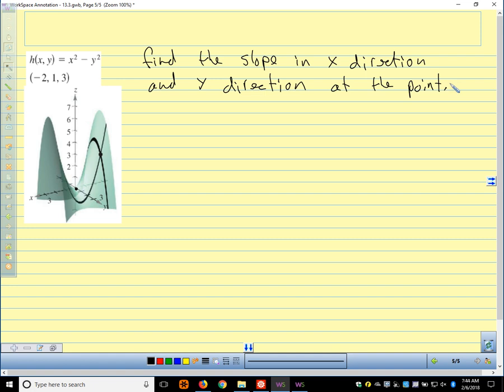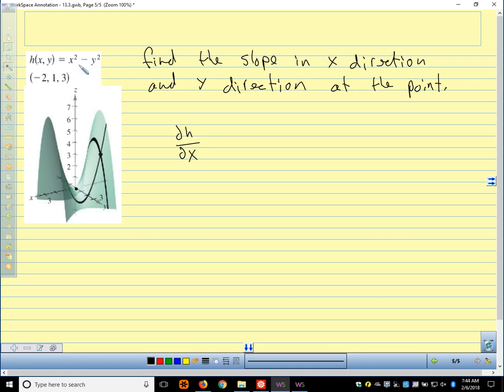Before we actually do the work, here's our point. Should our slope in the x direction be positive or negative? Negative. And in the y direction? Negative. Both of them should be negative. Well, let's find our slopes. The partial derivative with respect to x gives us the slope in the x direction. So dh/dx, we're going to take the derivative of this and treat y as a constant.